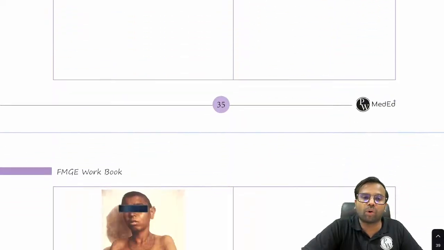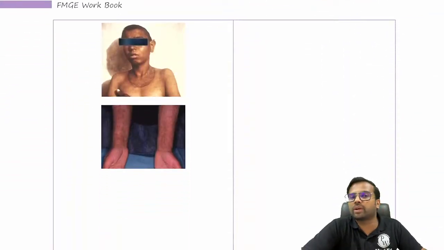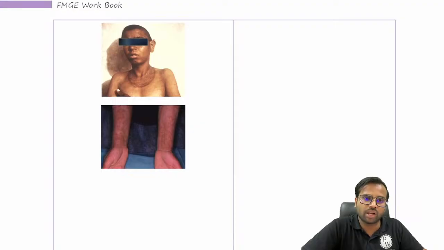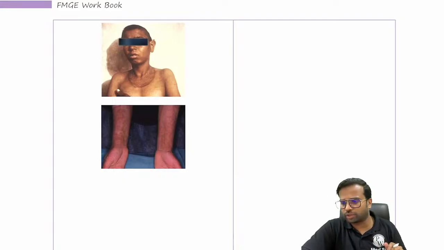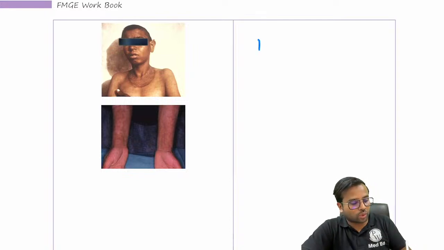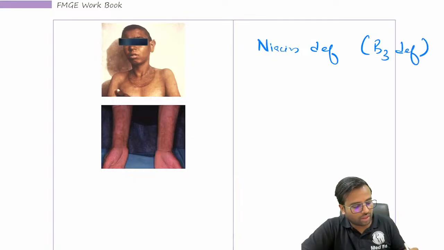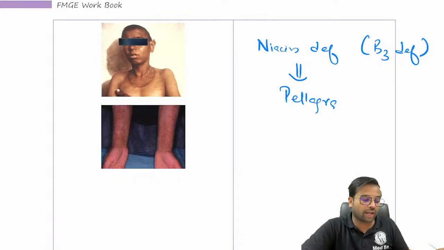But let's see some more nutritional deficiency. This is another topic which is repeated multiple times in the FMG exam. So what is this nutritional deficiency? Yes, it can be seen in different types of nutrition deficiency, Mahesh, like rhinoderma, vitamin A, vitamin B, vitamin C, all those things can be there. Now, this one is due to niacin deficiency or vitamin B3 deficiency. And what is the name of this disease? This disease is called as pellagra. Very good. So, this disease is called pellagra.